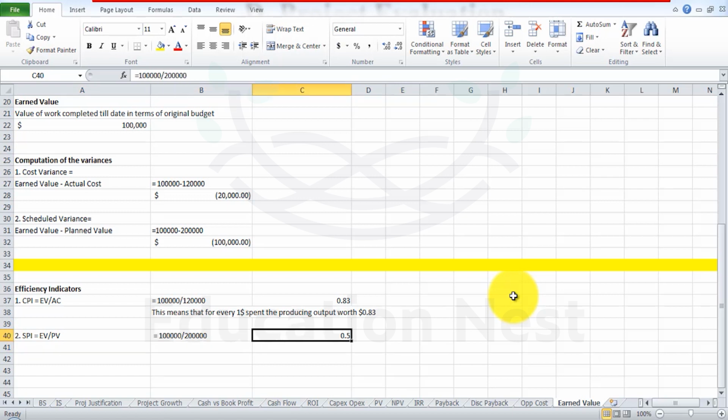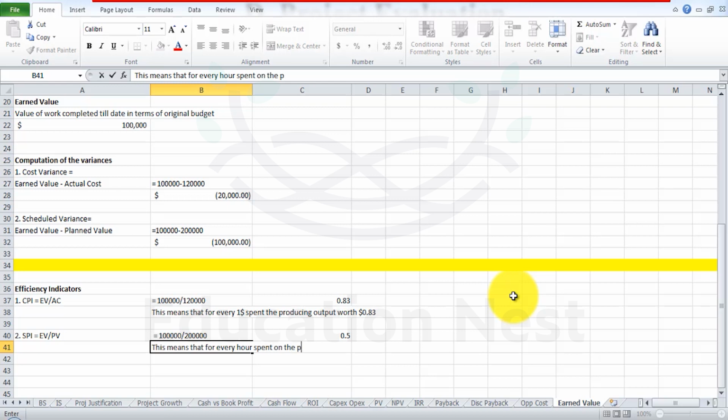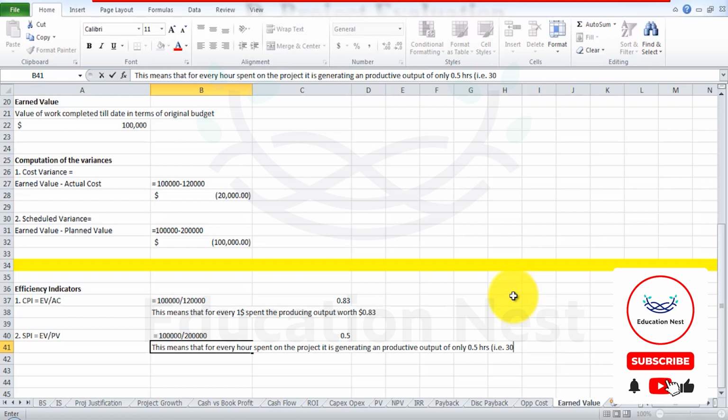Similarly we can interpret the SPI, that is the schedule performance index. Now the schedule performance index is at 0.5 here. This means that for every hour spent on the project, it is generating a productive output of only 0.5 hours, that is worth 30 minutes.